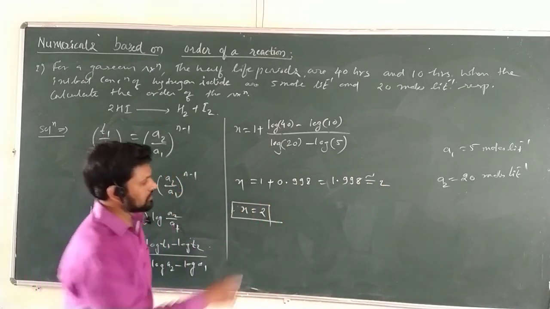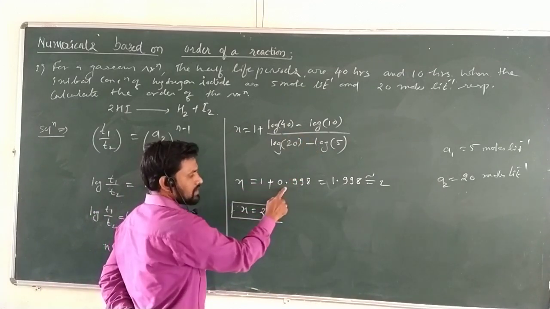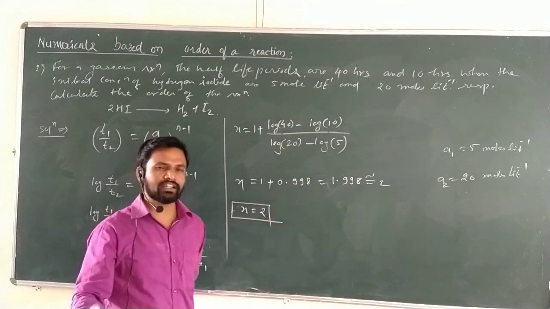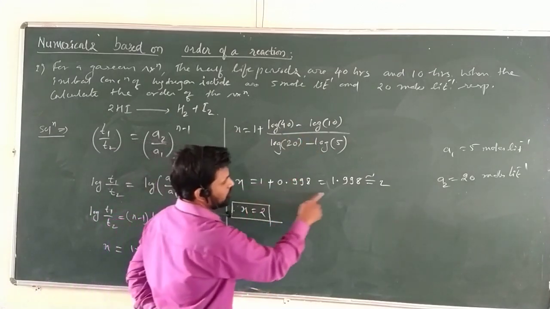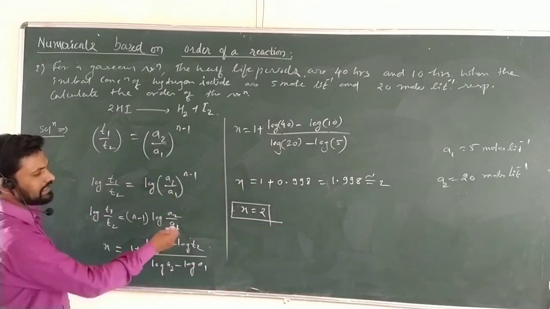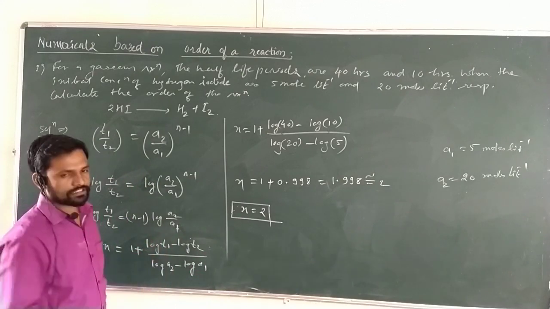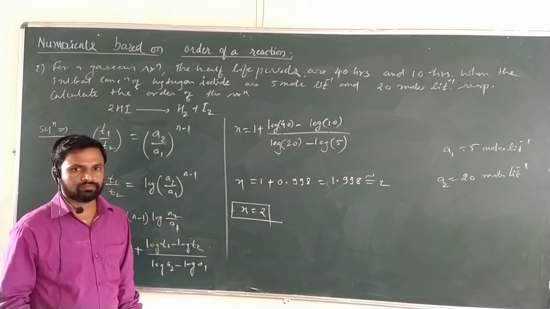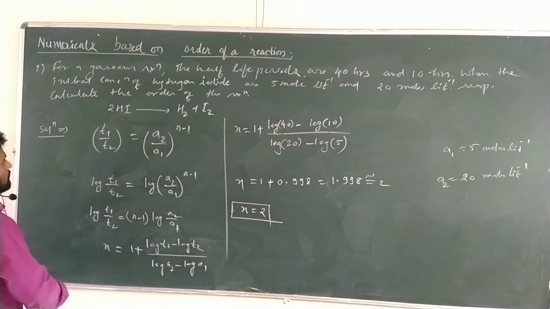See, as I told you, here after simplification we will get how much? 0.998. What is 0.998? Nothing but the 1. So, that is 1.998, which is nothing but 2. So, therefore, n equal to 2. What is the n? N is nothing but the order of this reaction, which is 2. Okay. Now, let us see one more problem, then I will stop.